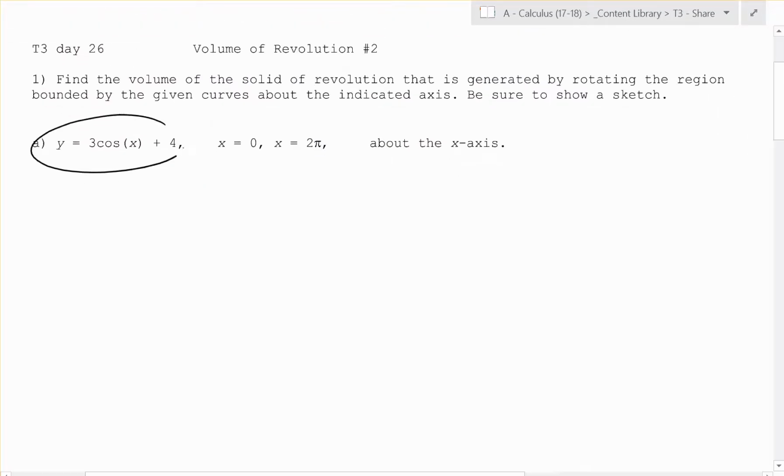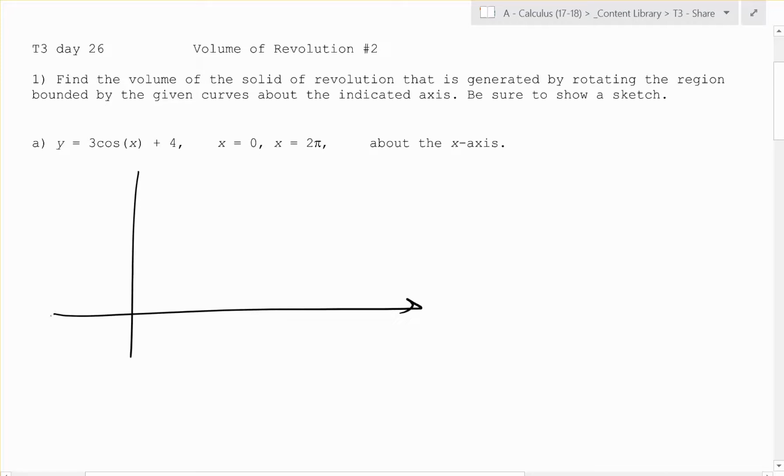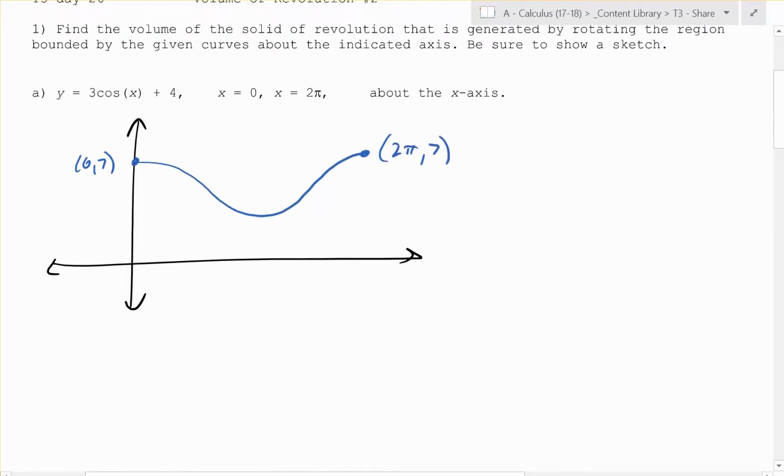So we're taking this function and rotating it around the x-axis, and we're going from x equals 0 to x equals 2 pi. So the first thing you need to do is graph this function. And yes, you need to know what that graph looks like without using a calculator. 3 cosine x plus 4 starts at (0, 7), and it goes down, and then it goes up. It does not go down and touch the x-axis, and it'll hit (2 pi, 7). It'll go back up.